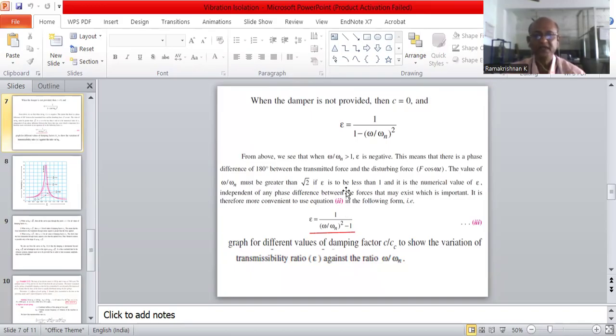Again, when omega by omega n is greater than the square root of 2, epsilon is less than 1. Here it is independent of the phase difference. So practically, for our convenience, the transmissibility ratio formula can be rewritten as 1 by the quantity omega by omega n whole squared minus 1. This is the formula for the transmissibility ratio when damping is 0.